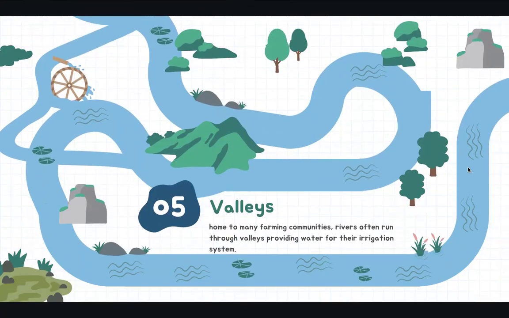Lastly, we have valleys. Valleys are the main home to farming communities. So people farm near the river, people farm in the mountains, but the most booming farming communities live in valleys. In valleys, the rivers often run through them, which we talked about, and they use irrigation to water their crops, which is digging channels to water their crops.